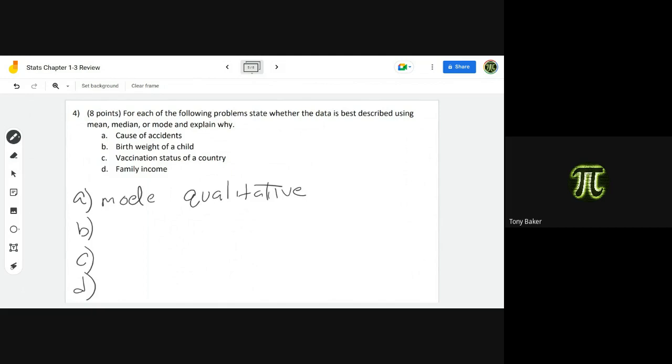B, birth weight of a child: mean, median, or mode? Median. Why? Just because I answered that question yesterday. Because it's aimed at the most central weight of a child, and it is not going to be affected by extremely large or small sizes.